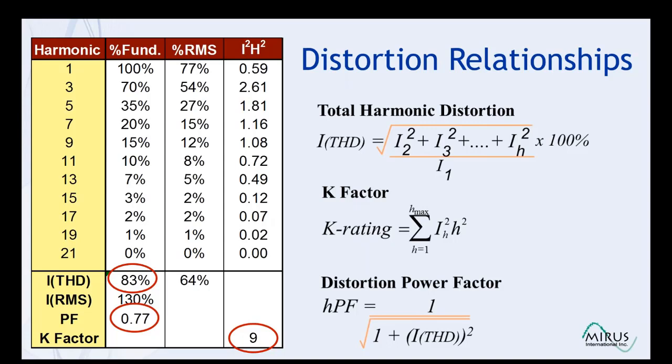And our third relationship here is the distortion power factor. So distortion power factor, DPF, is equal to 1 divided by the square root of 1 plus the total harmonic current distortion squared. So we take this 83%, square it, add 1, take the square root, divide by 1, and we come up with a power factor of 0.77. So this particular load with this particular harmonic content has a true power factor of 0.77.